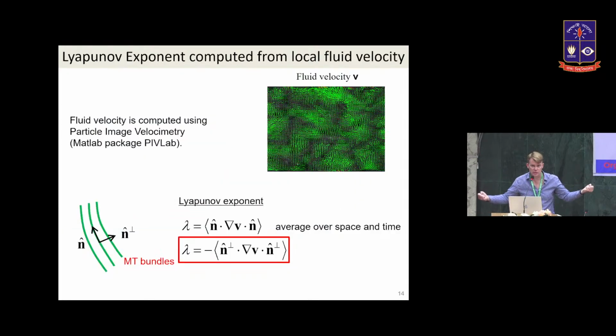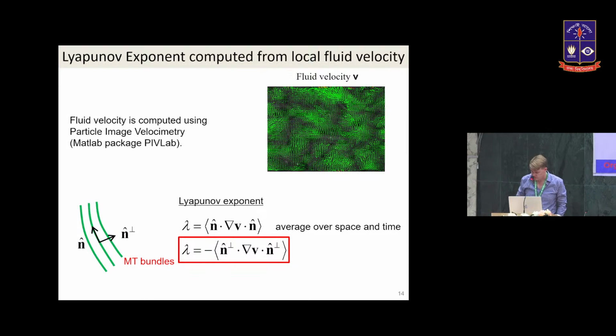Okay, it's an exponential divergence rate. And you can compute the Lyapunov exponent in this system. There's a little mathematical theorem that says what you can do is look along the microtubule bundles, which I'm showing here in green. n is pointing in the direction of the director. It's telling me the alignment of this microtubule bundle. And if I compute the velocity gradient, and I take the double dot product along the microtubule, that basically is telling me the stretching rate along the microtubule bundles, and I average that over space and time, that will give me the Lyapunov exponent.